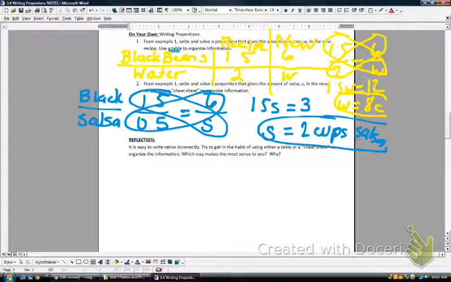Alright, then the reflection piece says what I said earlier. It is easy to write ratios incorrectly. Try to get in the habit of using either a table or a cheat sheet to organize the information. Which way makes the most sense to you and why? I'm not going to write anything here. That is a reflection piece for you to help you make sense of what we have just learned. So think about if the table makes the most sense to you or if the cheat sheet makes the most sense to you, and think about why. If you want to jot down some of your thoughts, that would be great.